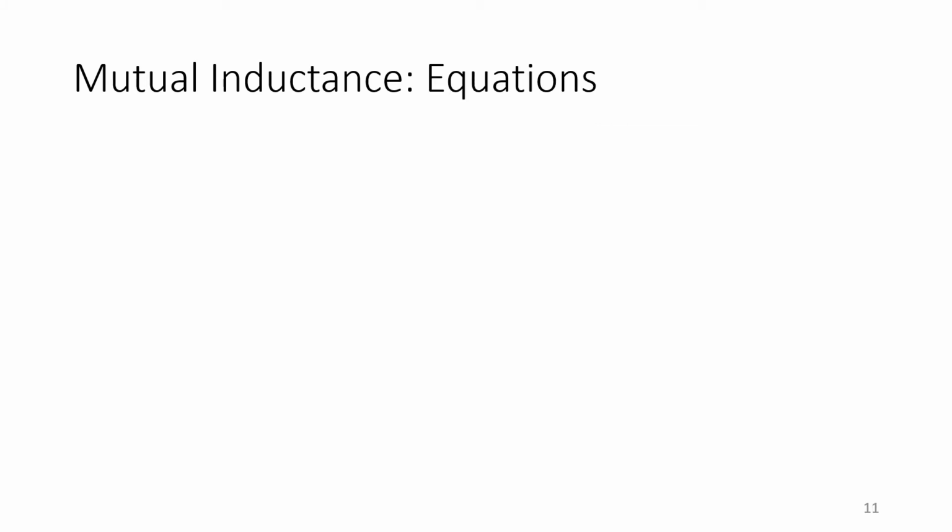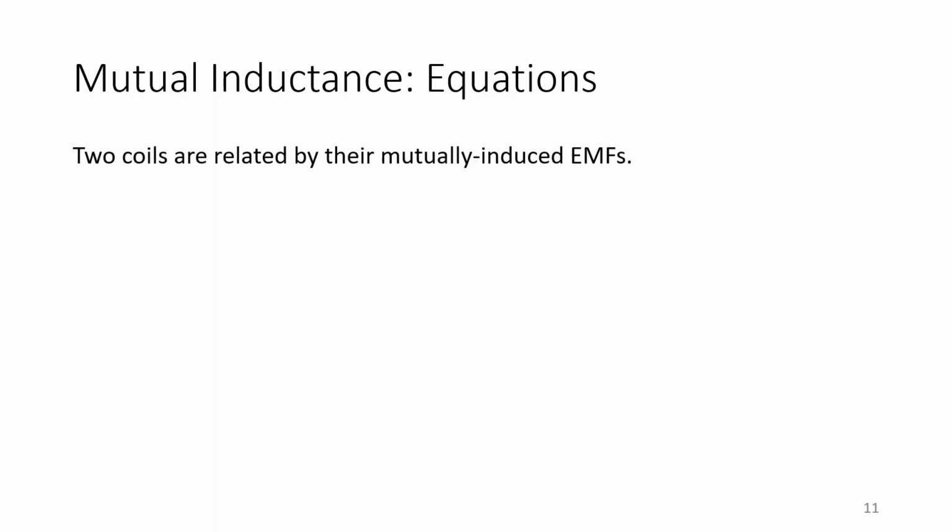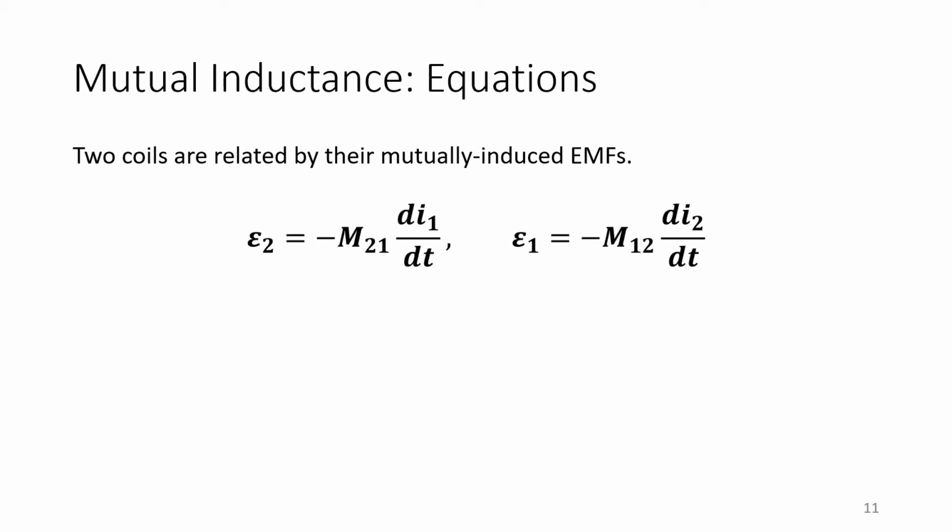Going back to the important equations dealing with mutual inductance, two coils are related by their mutually induced EMFs and are given by these equations. So when you're introducing the time-changing current in coil 1, E2 is equal to negative M21 dI1 over dt. And if you work with the opposite case, if you're introducing the time-changing current in coil 2, E1 is equal to negative M12 dI2 over dt. So as stated a while ago, opposite cases still have the same value for mutual inductance. So instead of writing a lot of indices, let's just call it M.